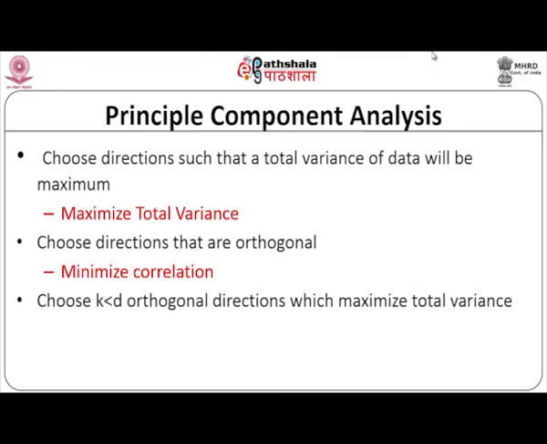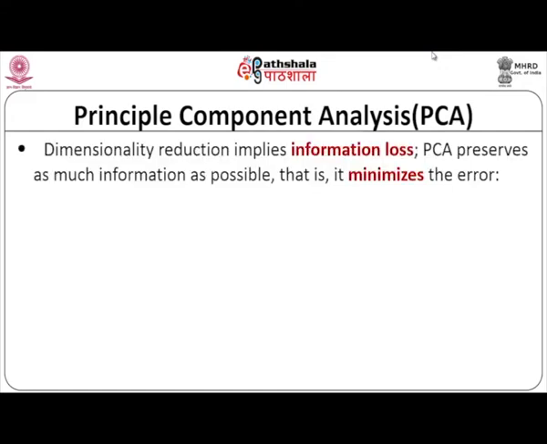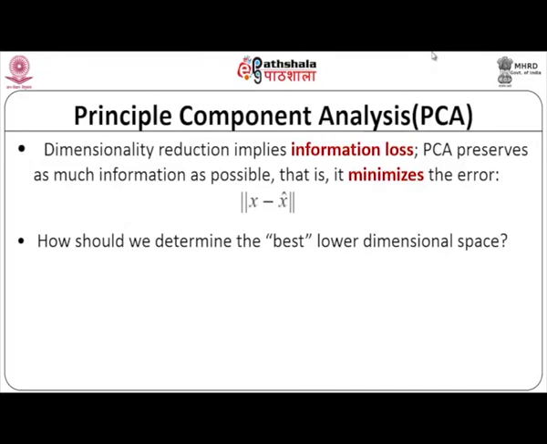So, both the points we want to maximize the total variance and minimize the correlation. The dimensional reduction implies information loss. PCA preserves as much information as possible, and that is why it is necessary to minimize the error. So, this is the original and projected. How should we determine the best lower dimensional space?